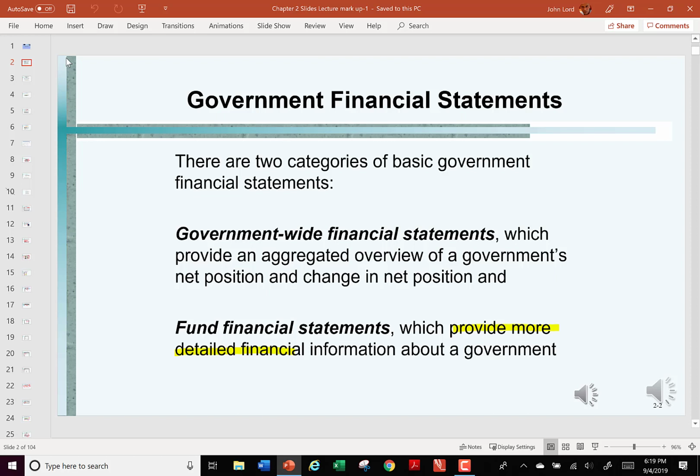Remember we said there are 3 categories of funds. 3 categories of funds are what? And proprietary. Okay, good. 2 out of 3 ain't bad. Okay, so you got our 3 categories. We have 11 funds, right? Okay, and those 11 funds are going to give us detail. Now we're going to take some of those funds and do what? Consolidate them into the government-wide statements, right?